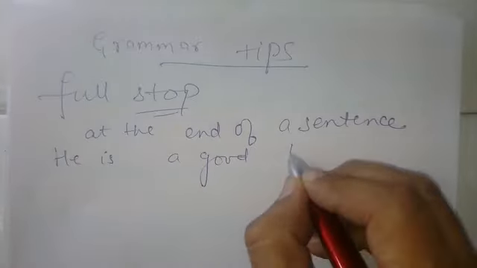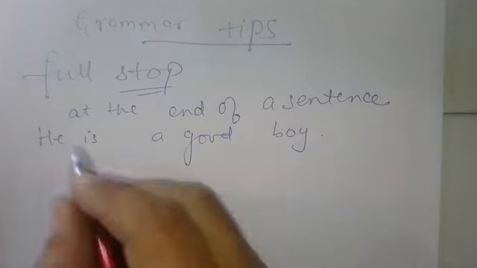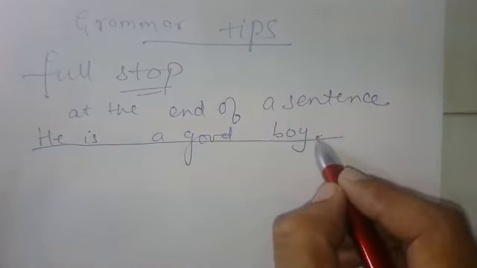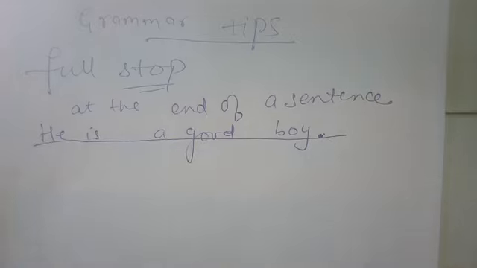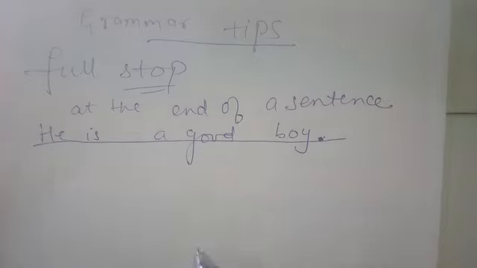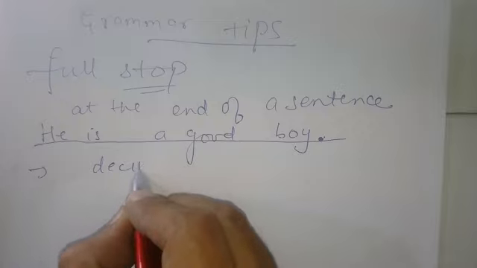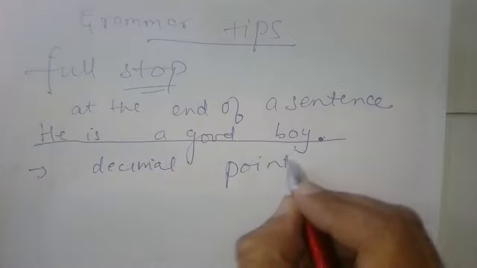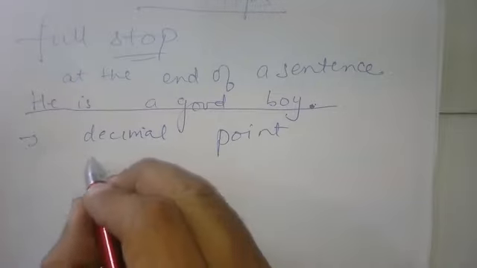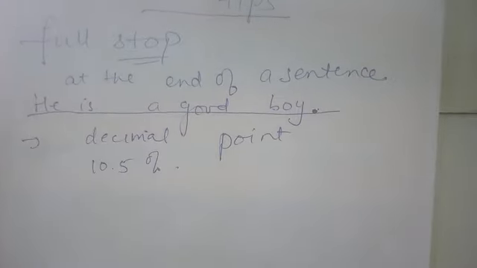Long sentences I prefer in writing. Right? He is a good boy. Very simple. Naturally, we have to put a full stop, and the full stop should be on the line. This is the right way, because nowadays computer IELTS is there, and other tests are also on computer. So if you are doing a pencil and paper test, naturally your full stop should be on the line. Remember this. The second thing is when you make a decimal point, like 10.5%. So these are the two things where we use the full stop.